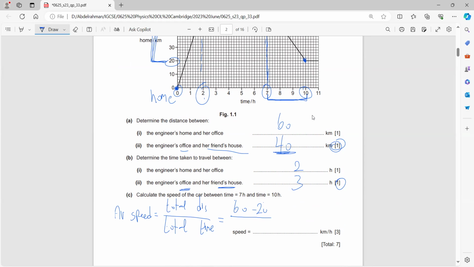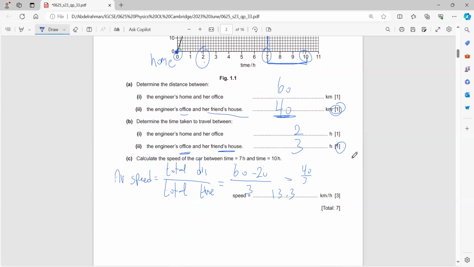Time, what's the time taken? 3 hours. What's 40 over 3? 13.3, so 13.33. Okay.